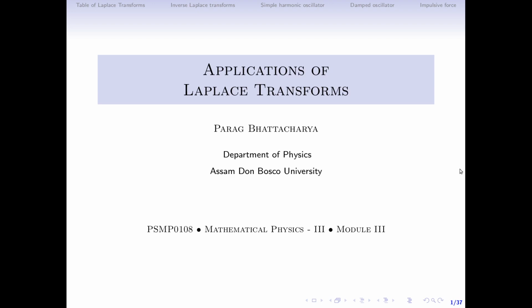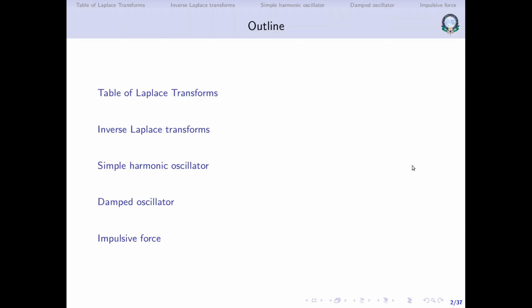So this is part of module 3 of your course in Mathematical Physics 3. This is going to be the outline of this lecture. First we'll have a recap of whatever we had done earlier by having a look at the table of Laplace transforms. Then I'll introduce you to the notion of inverse Laplace transforms, which helps us to easily find a solution to many otherwise difficult problems.